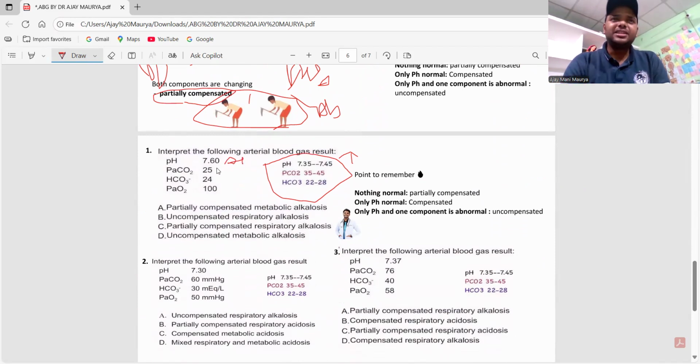Next, remember the CO2. Partial pressure of CO2 is 25. What's the normal here? 35 to 45. There is less CO2. CO2 is acidic, so if CO2 is more, then it is acidic. If it is less, then it is alkalosis. So the CO2 here is 25 only, so it will be alkalosis. Is it metabolic or respiratory? Obviously it is the CO2 component, that is respiratory. HCO3 is normal here.